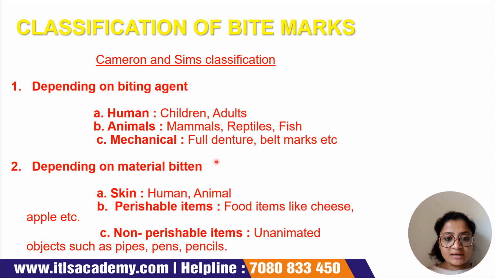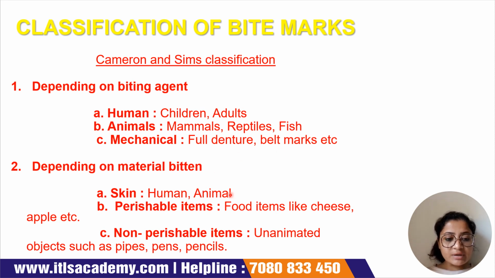Thirdly, it is mechanical bite. If the biting agent is a mechanical biting agent, then it can be a full denture or it can be belt marks. Okay, so that was the first category under Cameron and Sims classification, that is, depending on the biting agent.